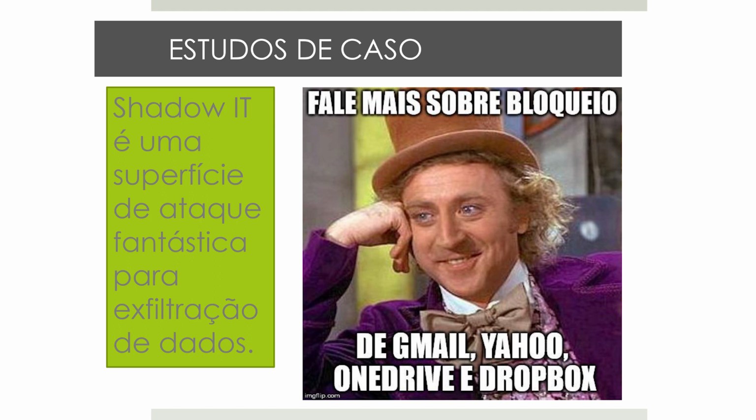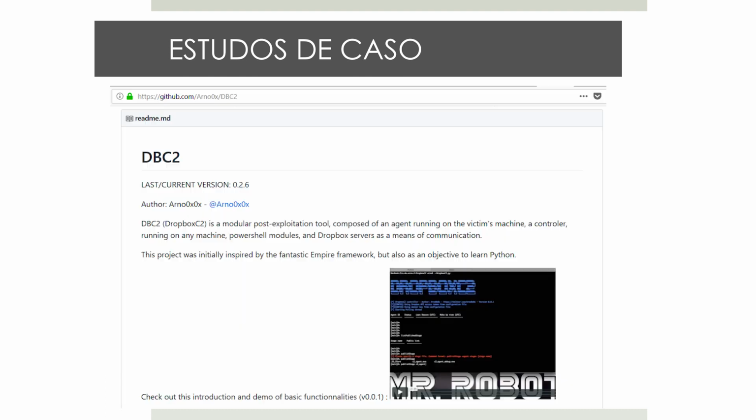So as already mentioned, it's difficult to block shadow IT, but we need to mitigate. If we cannot block, we have to at least mitigate. There should be a way to control shadow IT. Example, DBC2 is Dropbox C2. That's online. I didn't do it. It was Arnox. It is in the GitHub. And it's a very effective C2.